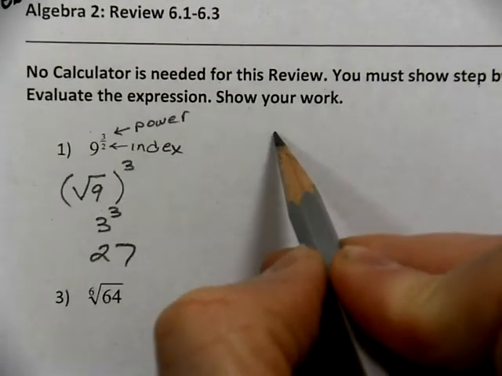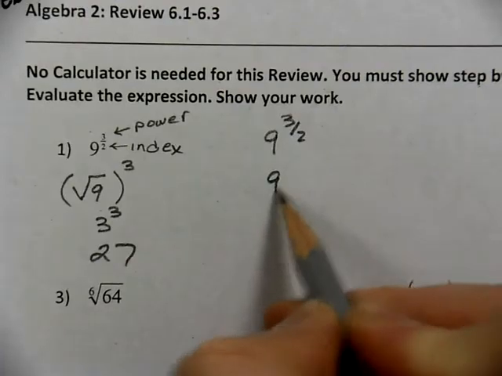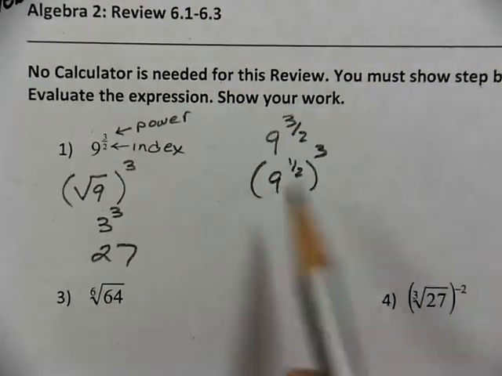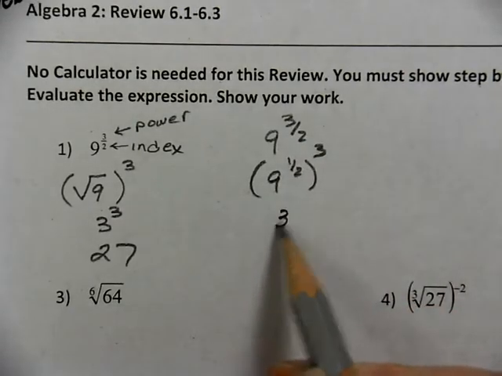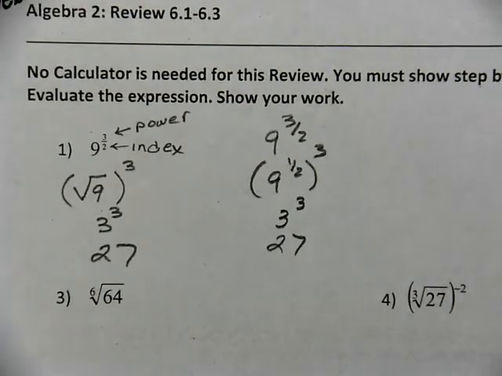You could also look at it as 9 to the 3/2 power, which is 9 to the half with the 3 on the outside. If you know that a half means the square root, you can still get 27 that way. Either way.